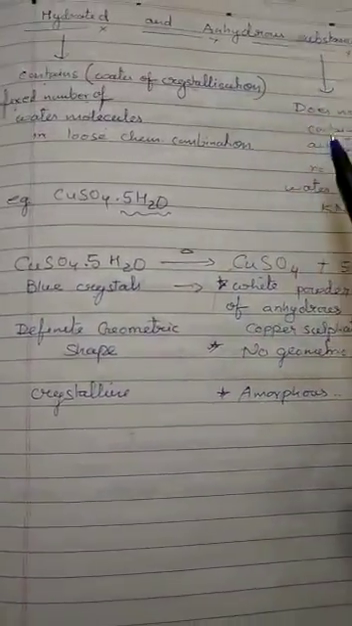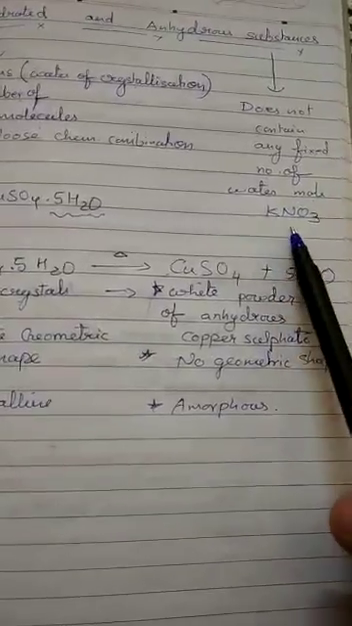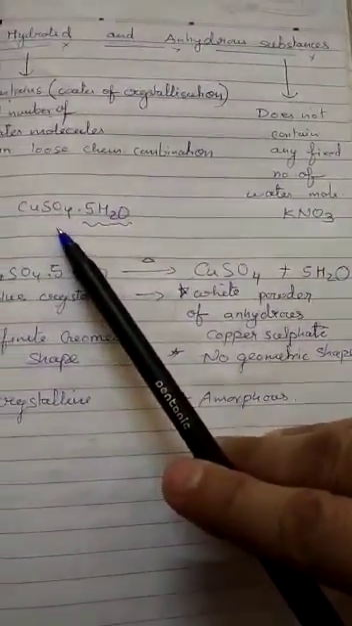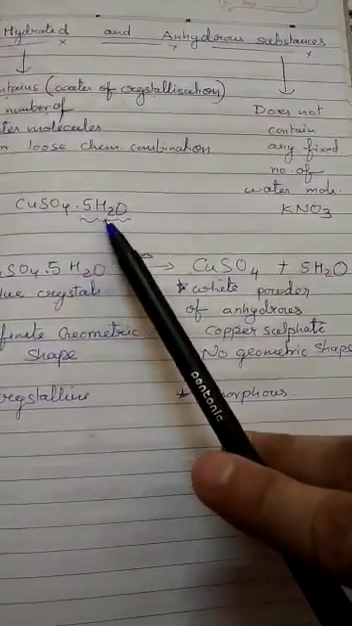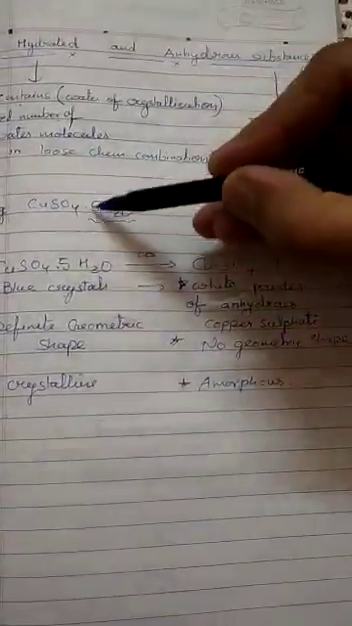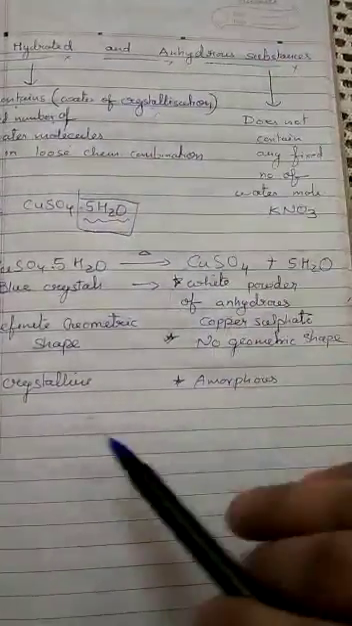And an anhydrous substance means one which does not contain any fixed number of water molecules. Example, potassium nitrate. Here the example of a hydrated substance is copper sulfate. Hydrated copper sulfate has 5 molecules of water in loose chemical combination. These 5 molecules of water are called water of crystallization.